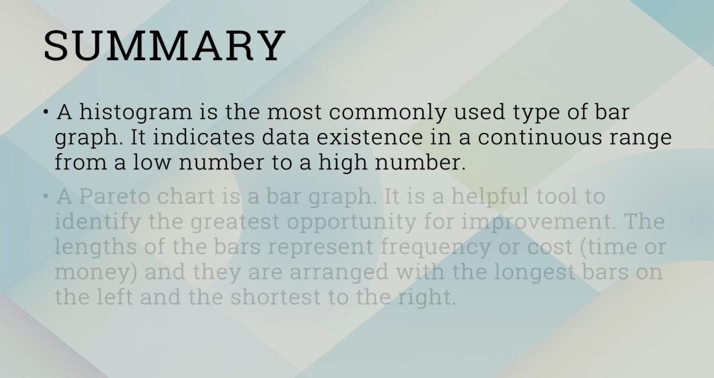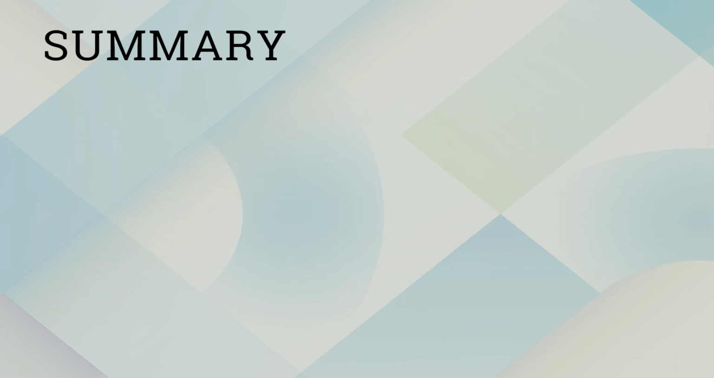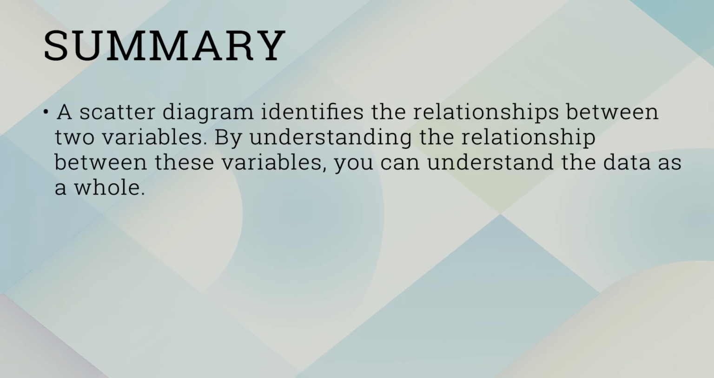A Pareto chart is a bar graph. It is a helpful tool to identify the greatest opportunity for improvement. The length of the bars represent the frequency or cost in time or money, and they are arranged with the longest bars on the left and the shortest to the right. A scatter diagram identifies relationship between two variables. By understanding the relationship between these variables, you can understand the data as a whole.